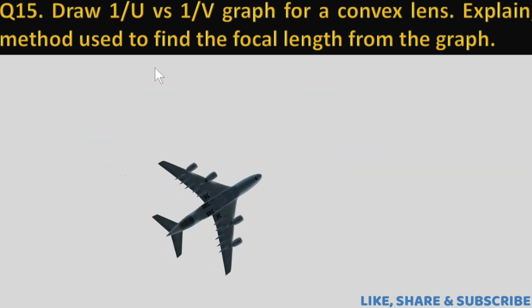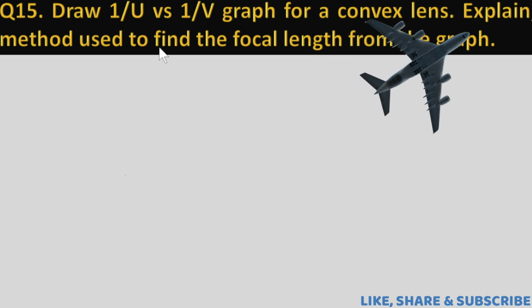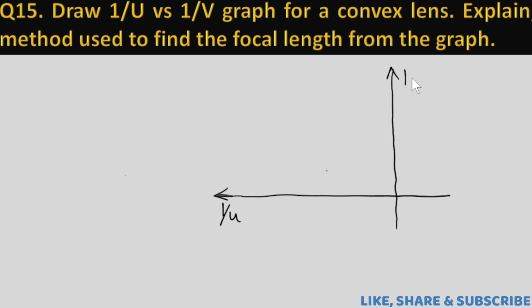So the last question from the third set of questions for you is: draw the 1 by u versus 1 by v graph for a convex lens and explain the method used to find focal length from the graph. Again, this graph is drawn in the second quadrant. This is 1 by u and this is 1 by v. In this case, the graph turns out to be a straight line.